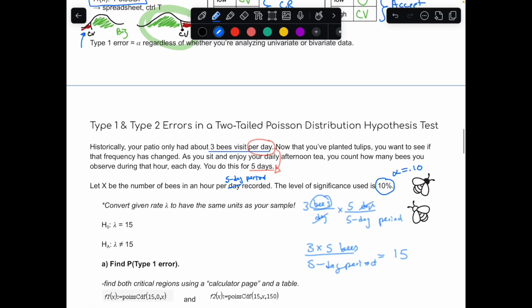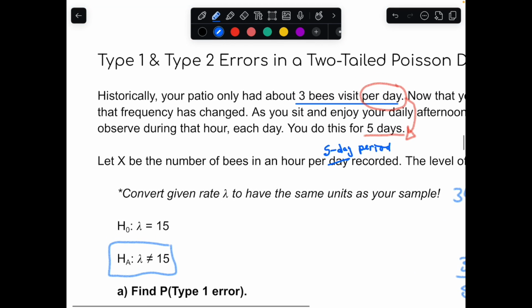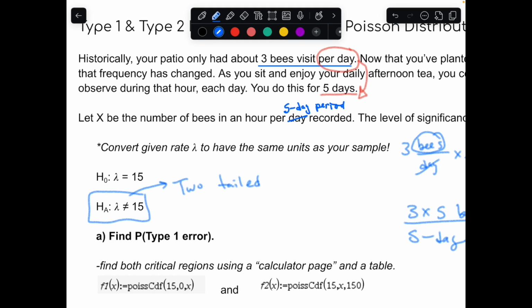So my null hypothesis is I should see 15 bees over that time. And my alternate is just not equal to 15 bees over that time. I'm doing a two-tailed test, so I'm interested in whether or not there are fewer bees visiting, maybe they don't like tulips, or maybe more bees visiting because they do really like tulips. So we're going to do a two-tailed test here, which is going to make this a little bit more challenging.